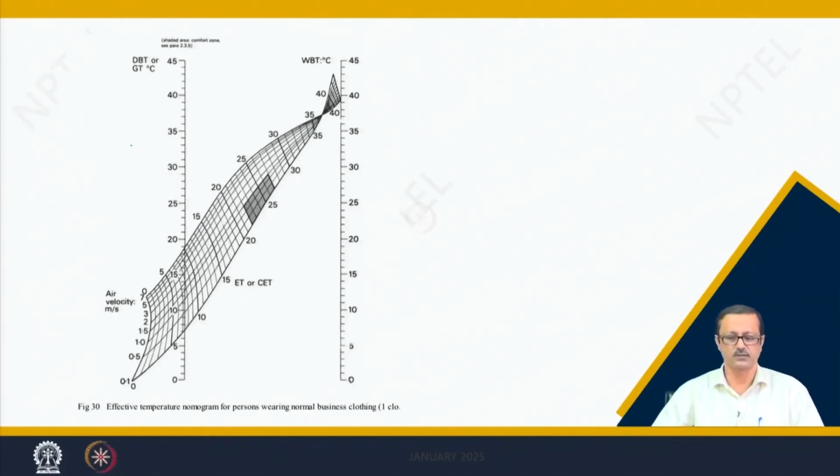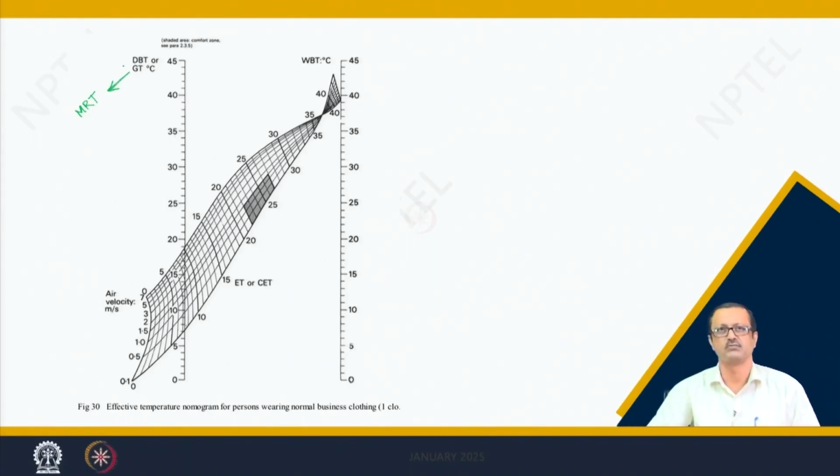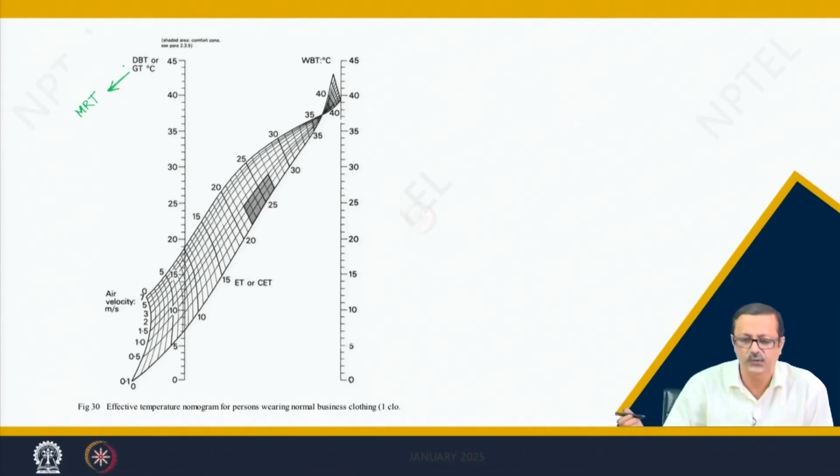In this particular nomogram, if you see, it has two side axes. The left side is the DBT, or you can actually take GT. GT is your globe temperature, which mostly tends to indicate the mean radiant temperature. Here we are assuming that the DBT and the globe temperature are more or less the same. The right hand side scale is the WBT, your wet bulb temperature.